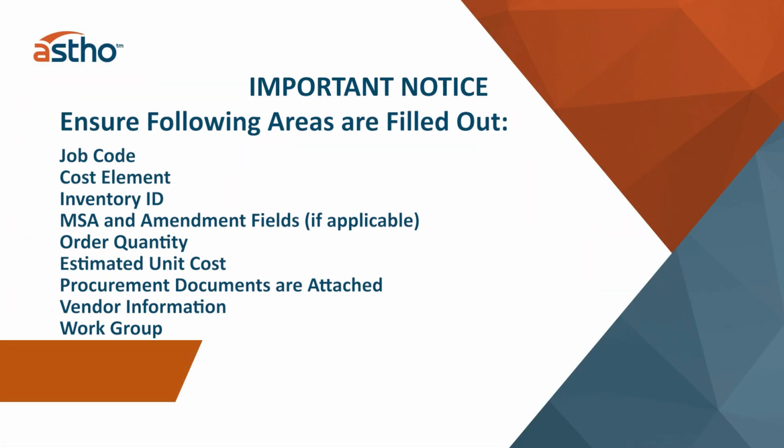Important notice before you send your requisition for approval. Ensure that you have the following areas selected or filled out: the job code, cost element, inventory ID, MSA and amendment fields if applicable, order quantity, always select one for this, estimated unit cost, which is the contract amount, procurement documents are attached, use the paperclip symbol or files on top, vendor information under the Bidding tab, and the work group under the Other Information tab.